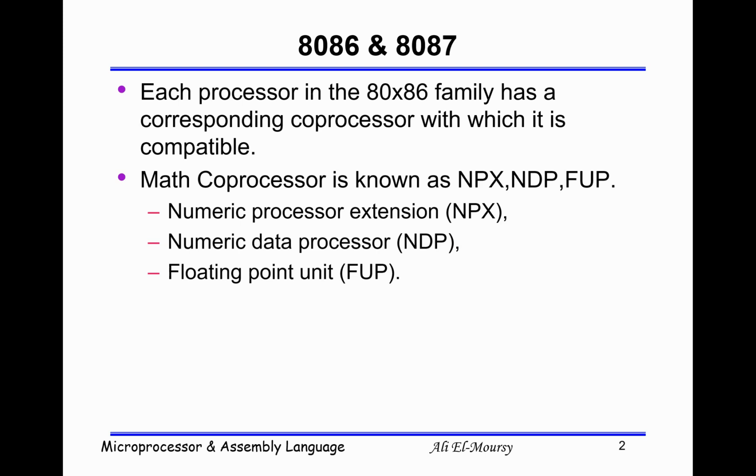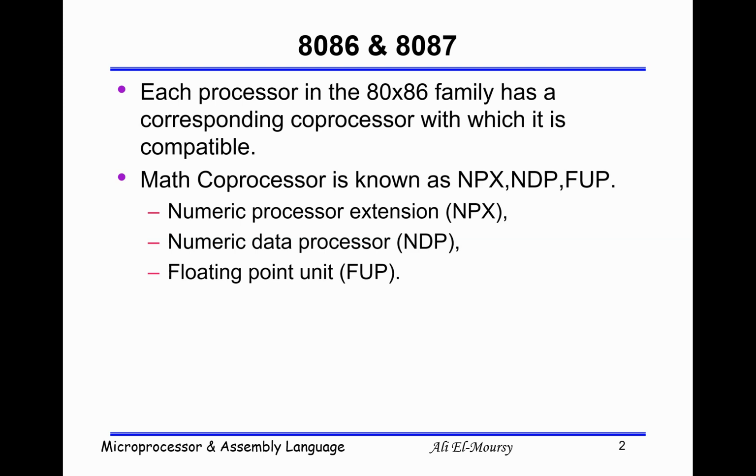Each processor in the x86 family, whether it is 8086 or 8088 or whatever, has its corresponding coprocessor. The main processor is the x86 machine. However, in order to do floating point operations and deal with floating point numbers, the main processor is not in charge of this. There is another extension processor that is in charge of doing those operations. So they call it a coprocessor.